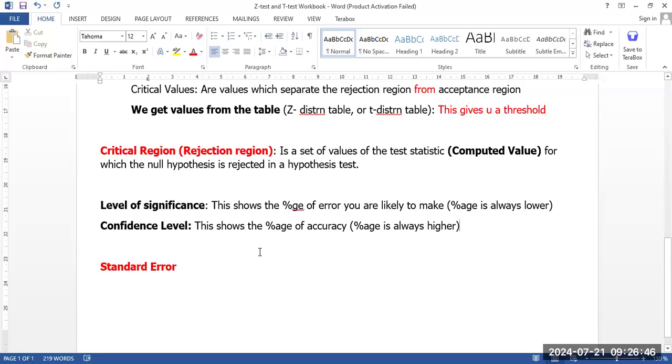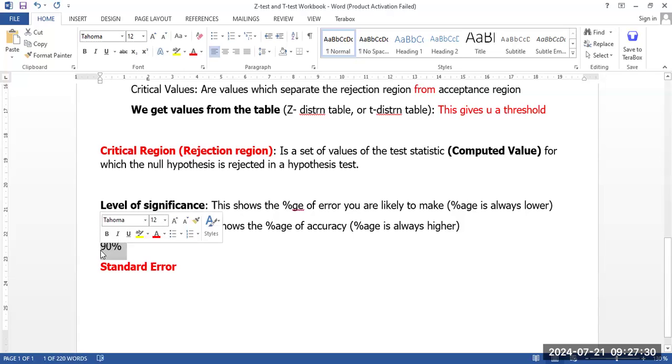So as we do calculations, you will realize that sometimes they give you the confidence level. Let's say they give you 90%. What comes into your mind, colleagues? Is this the level of significance or the confidence level? Remember, percentage is always 100. So if they give you 90%, they are giving you the confidence level, the percentage of accuracy.